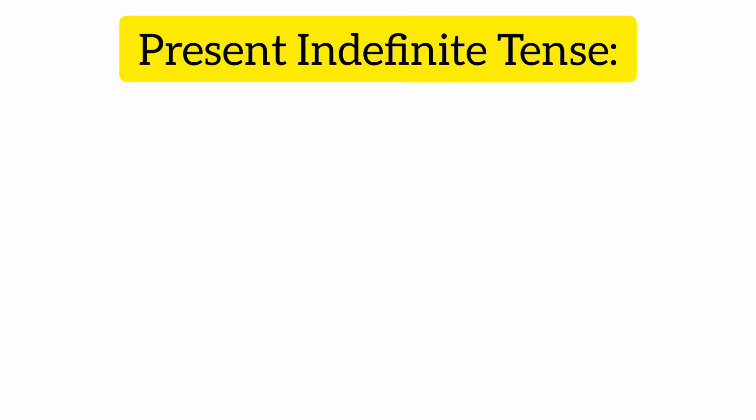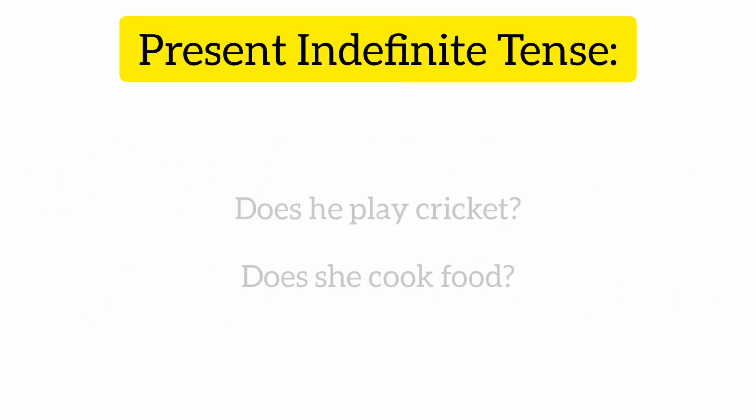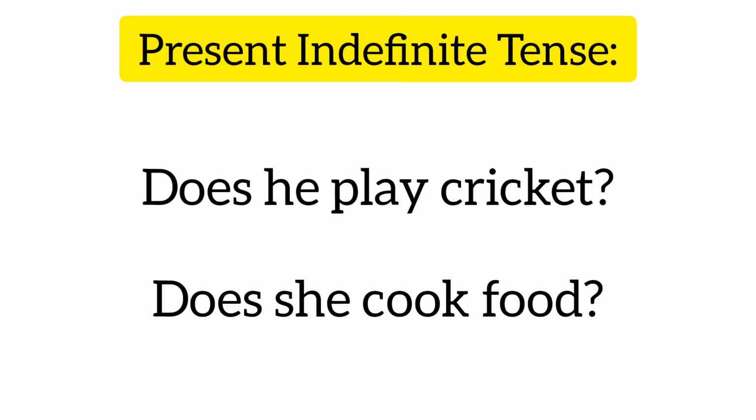Okay, does is used with the pronouns he, she, it or a singular noun. For example, look at these examples. Does he play cricket? Does she cook food? Here the subjects are he and she, so we have to use does at the start of the sentence.